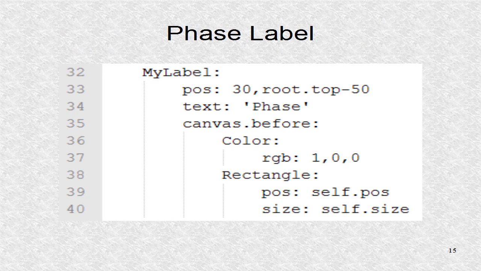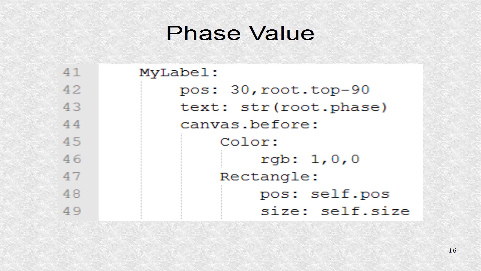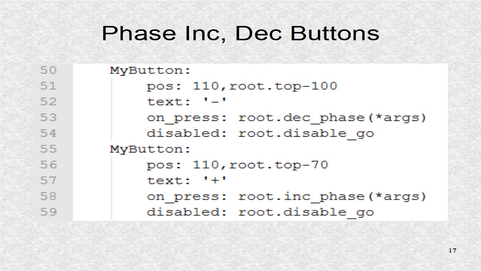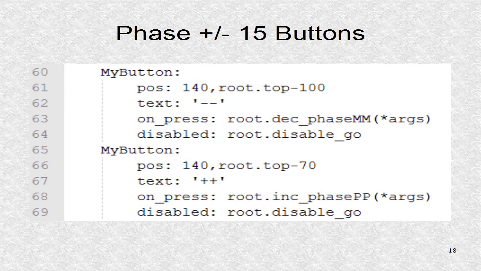The first label indicates the value underneath is the phase value. The actual phase value is connected to the phase numeric property defined in the Python code. This will be shown within the first bounding rectangle. Here we define two buttons which will either increase or decrease phase by 1. Next, we have two buttons which will either increase or decrease phase by 15.